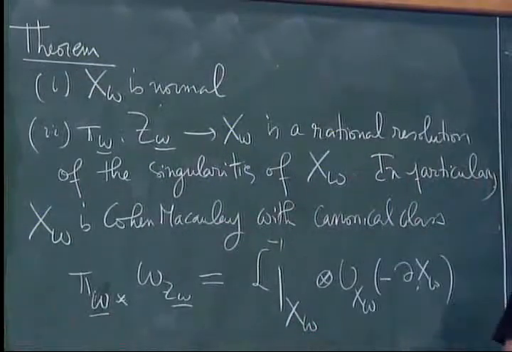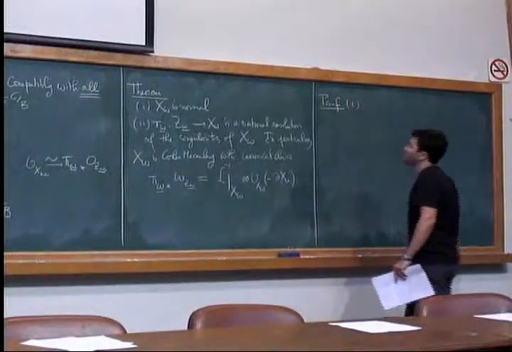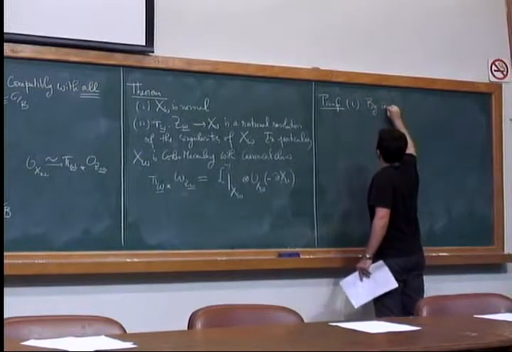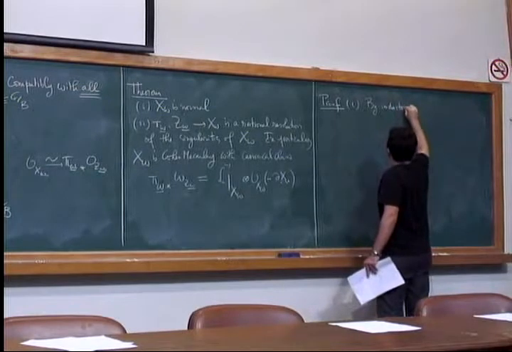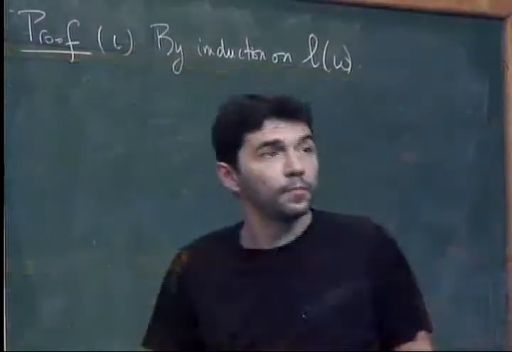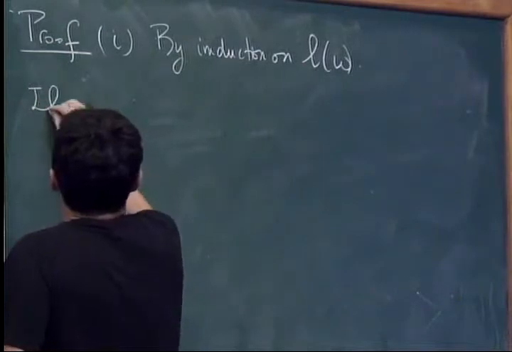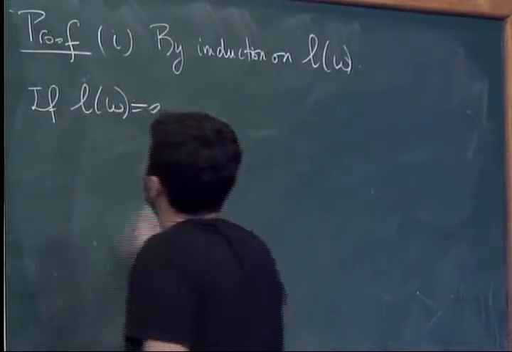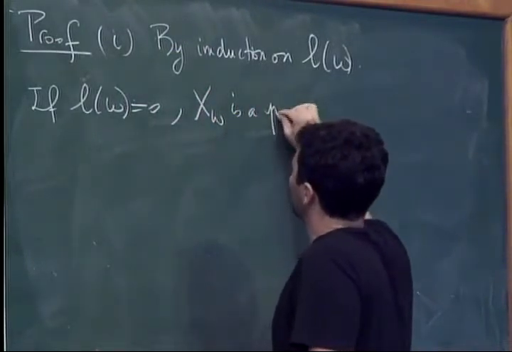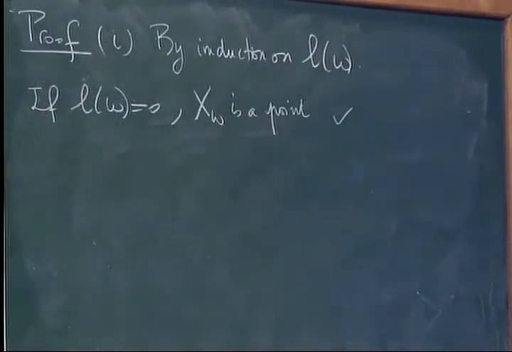So the proof for the first point is by induction on the length of omega. So first, if the length is 0, X omega is a point. There's nothing to say.